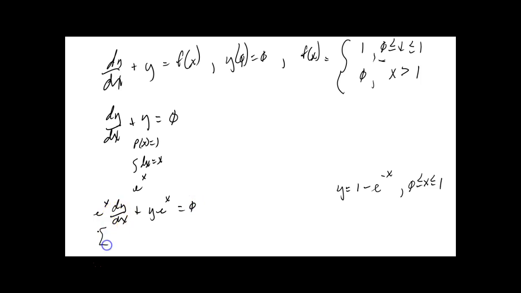And this you hope to be a perfect derivative of e to the x times y. Sure enough, the derivative of e to the x is e to the x times y, that's that term. And the derivative of y is dy dx times e to the x, that's that term. So then do your dx over here, and that's going to be d of e to the xy is equal to 0 dx.